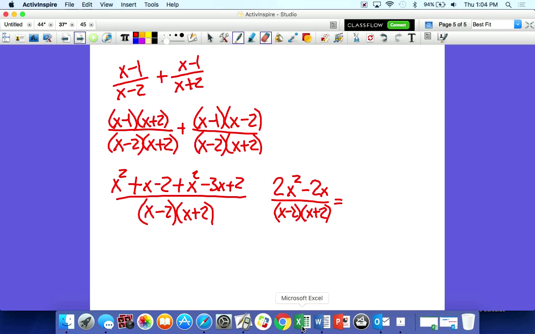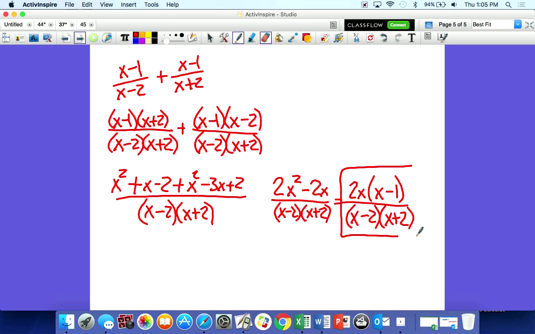Alright, now we have to say, well, can we simplify the top here? Well, we can take a 2x out, and we're left with x minus 1 over x minus 2 times x plus 2. And there is our final answer for this one. As long as x does not equal 1 or negative 1 is what we said.